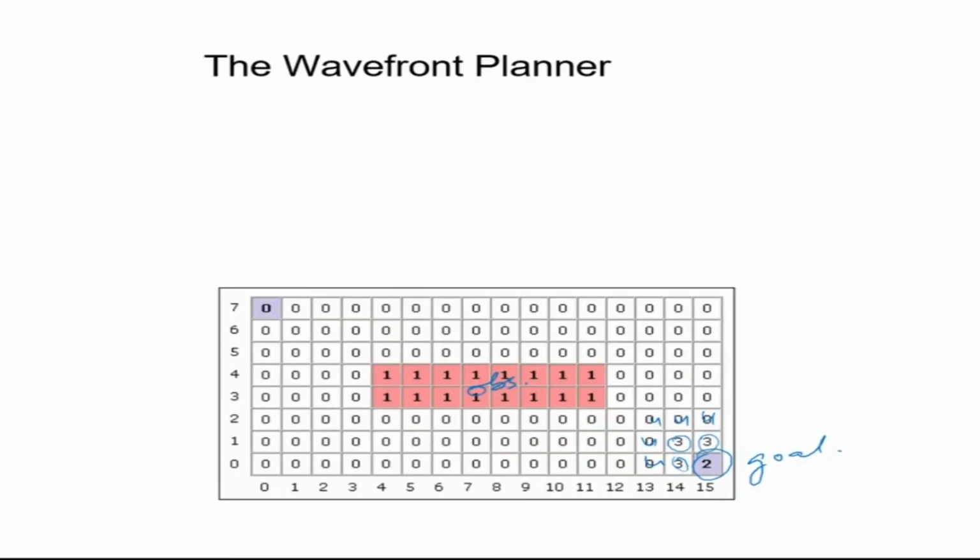So here the obstacle is 1, and the goal point is marked as 2, okay, in the wavefront planner. Almost similar. Now from 2 we mark the next one as 3. So we increment from goal. In the previous case we were incrementing from the obstacle. So if this is 2, the next one is going to be 3. Okay. So if that is 3, then the next is going to be 4. So we're incrementing it this way.